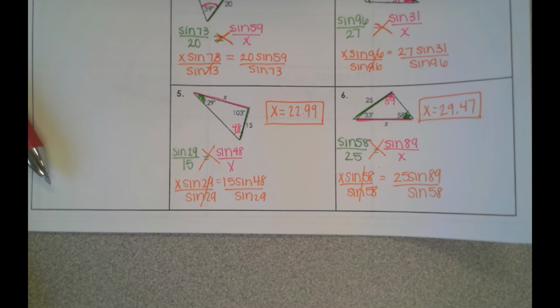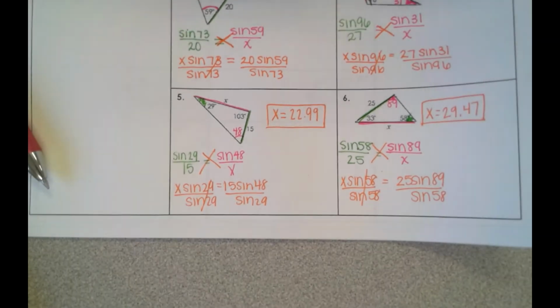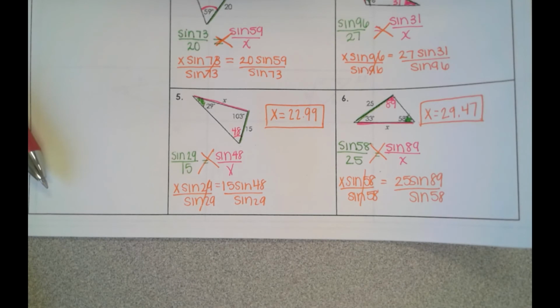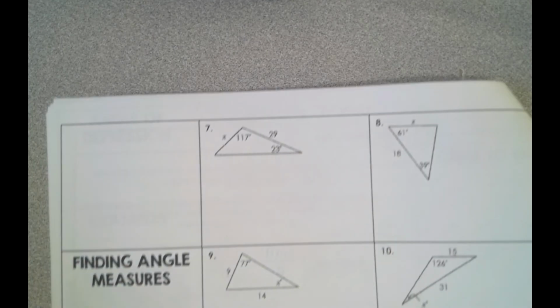All right, so you should have got 23. You could have wrote 23 or 22.99 on number 5 and 29.47 on number 6. Are there any questions on these? Okay, let's get into looking at, there's 2 more. Let's see. We'll just skip those because you ought to get on those.